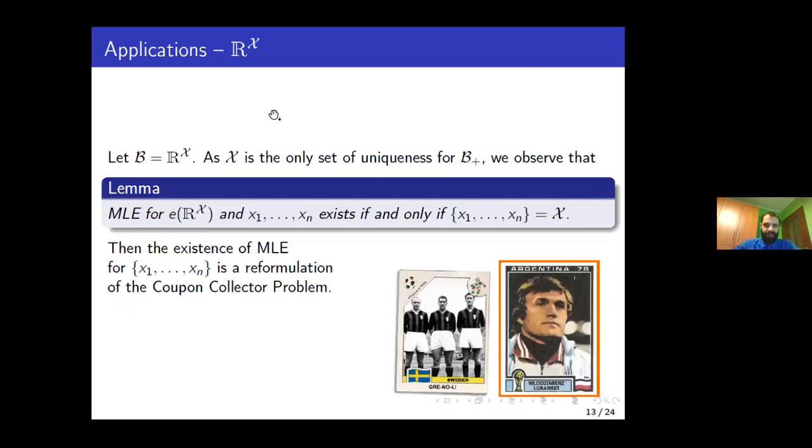Okay, so let's start with a toy example. As a warm up, we start with the space of all real valued functions. Naturally, the MLE for the exponential family corresponding to R^X exists if and only if the whole set X is covered. So our sample here hits at least once each point from X.